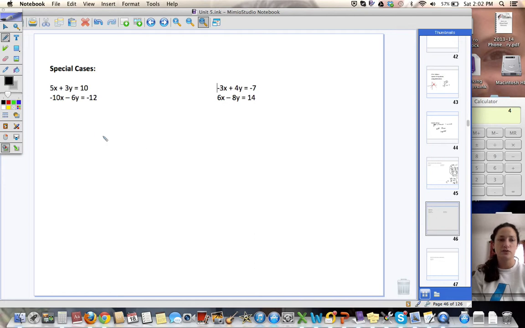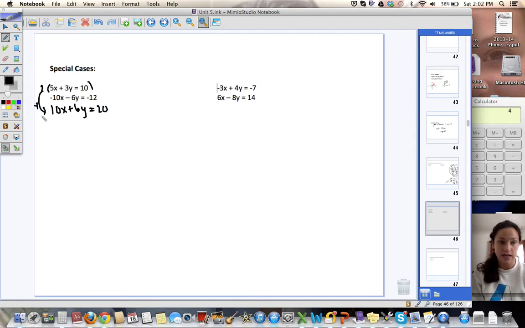All right, so here are our special cases. Again, nothing matches up, so I'm going to have to multiply something. I look then for my positive negatives. Here's a positive, here's a negative, here's a positive, here's a negative, so it doesn't matter which one you want to multiply. This one, though, I can see if I multiply this top by 2, that's going to give me a 10. So this new one is going to be 10x plus 6y equals 20.